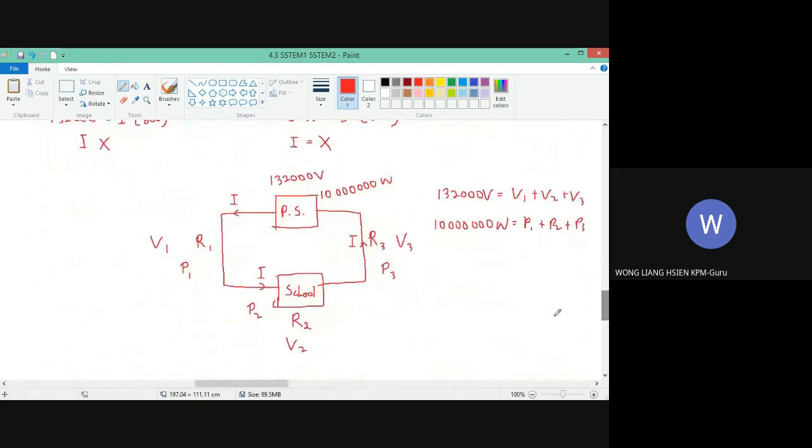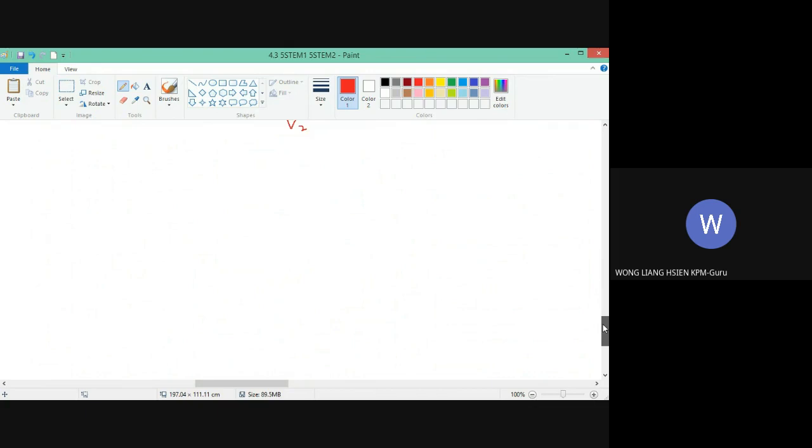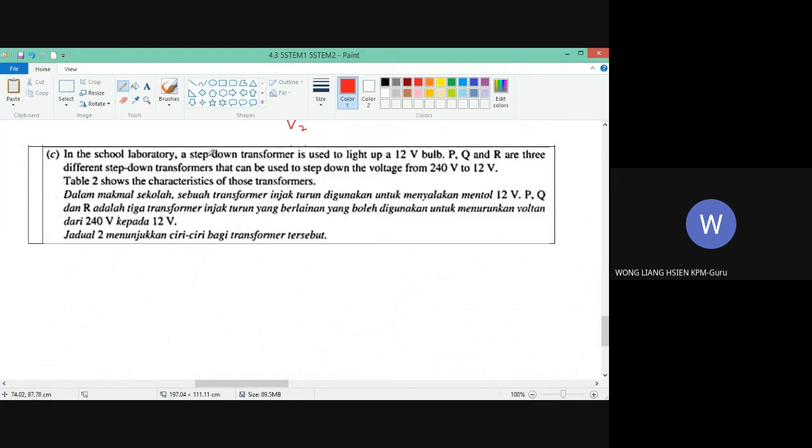All right. So let's continue. Actually, this is the most important part of the question that I want to discuss. Next is part C. Part C. In the school laboratory, a step-down transformer is used to light up a 12-volt bulb. P, Q, and R are three different step-down transformers that can be used to step down the voltage from 240 volt to 12 volt. Table to show characteristics of those transformers.